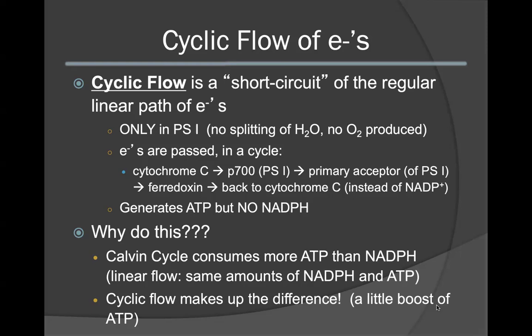Why do plants need to do this? This is because if we take a look at the Calvin cycle, the Calvin cycle consumes a little bit more ATP than it does NADPH. If you take a look at linear flow, you get relatively the same amounts of NADPH and ATP being produced. This is not enough to keep the Calvin cycle going. The Calvin cycle needs a little bit more ATP. So this cyclic flow can help to accommodate that ATP demand.